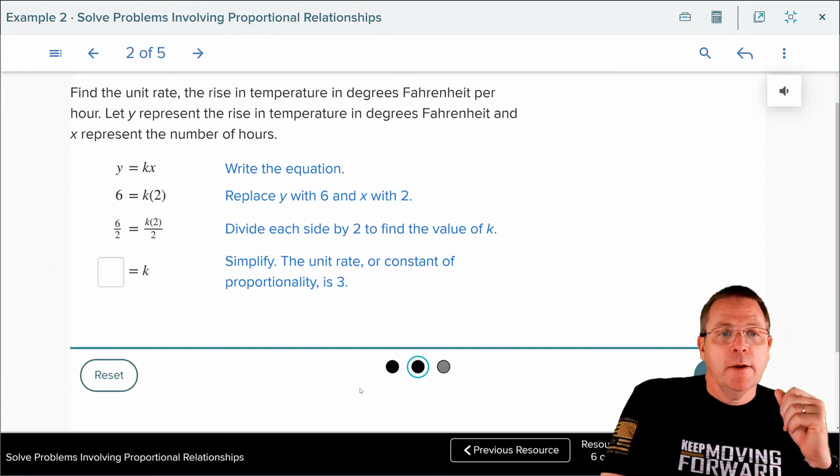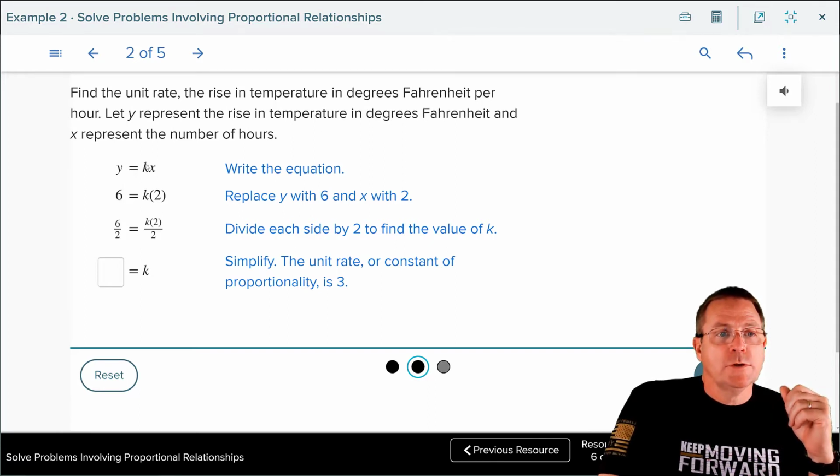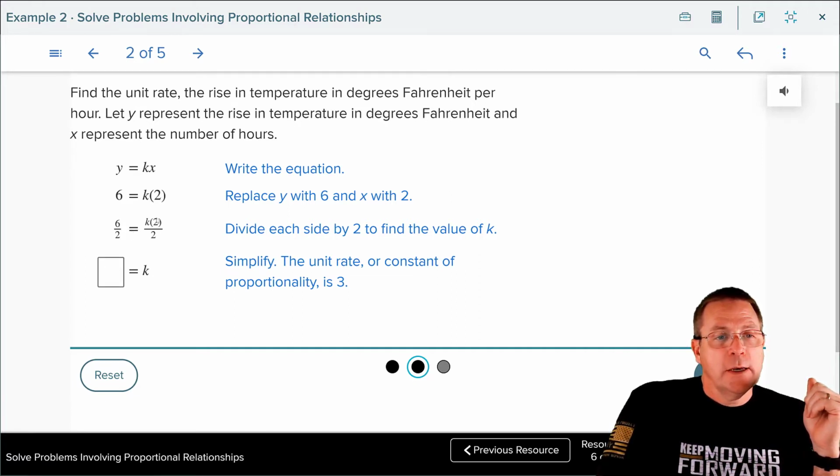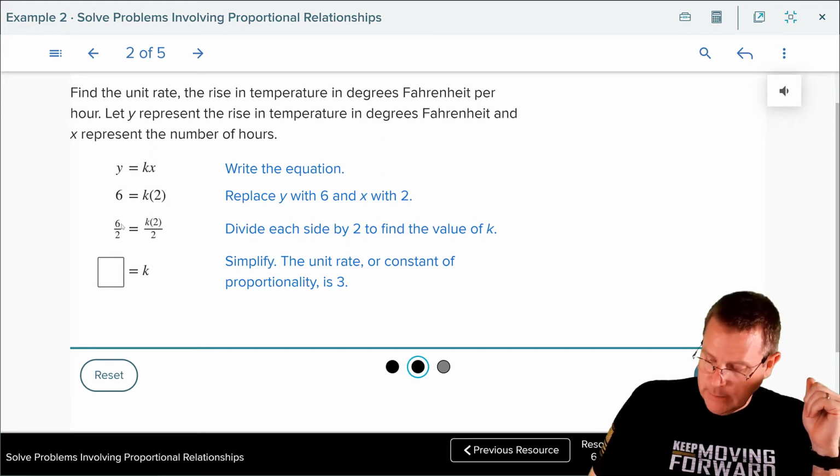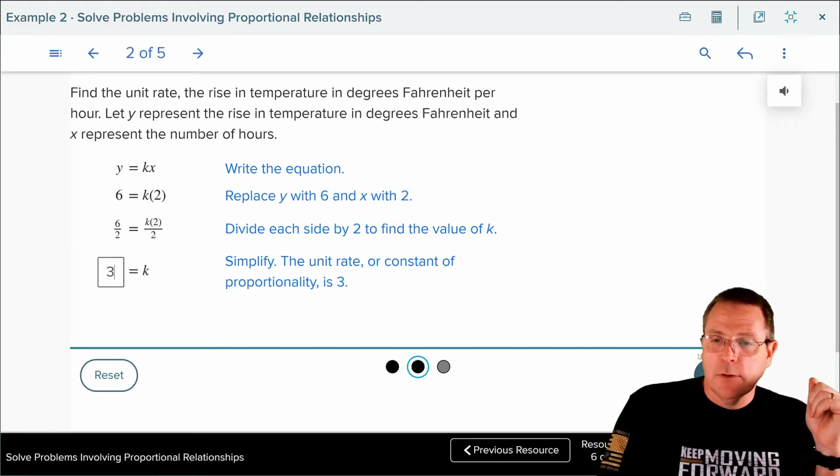If you see right here, just like we've done before, they wrote the original equation. Then they said, well, it takes 2 hours to rise 6 degrees. So your degrees is your y value, your time is your x value. From here, they isolated the variable by dividing 2 on both sides. After they divided 2 on both sides, these 2's divided out becoming 1. 1 times k is k, and 6 divided by 2 is 3.